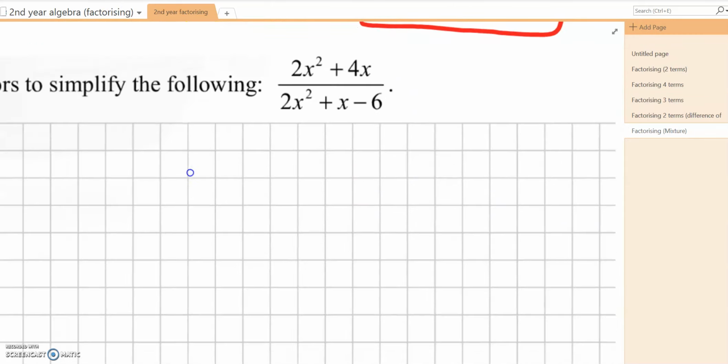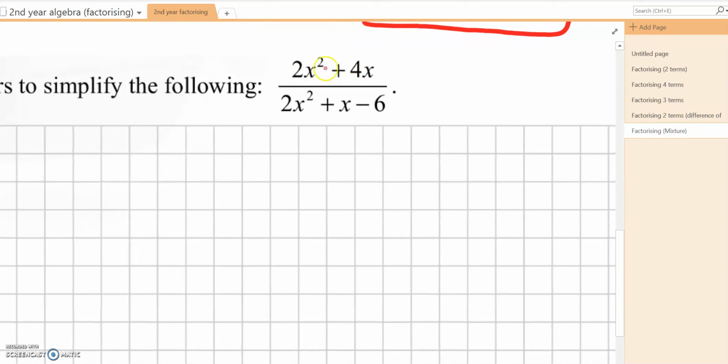So 2x squared plus 4x, factorize that. It's going to be one of these methods. If you're not sure, take a look back at the other videos. And then the bottom one, it's a quadratic. It's 3 terms. 1, 2, 3. So factorize that, and then see if there's anything in common, and cancel the things that are in common. When you're finished, press play, and I'll work through the answer and see if you got it right. Okay, pause the video.